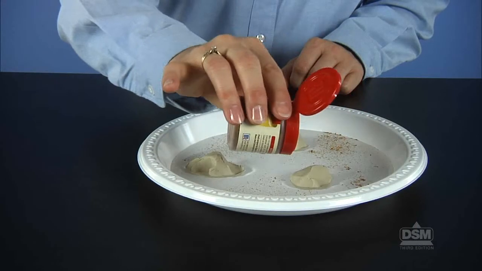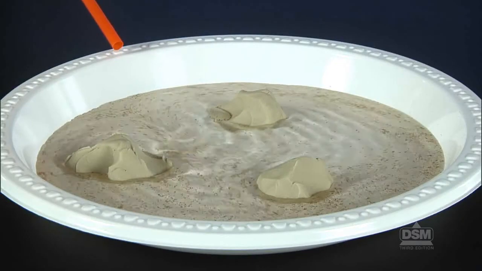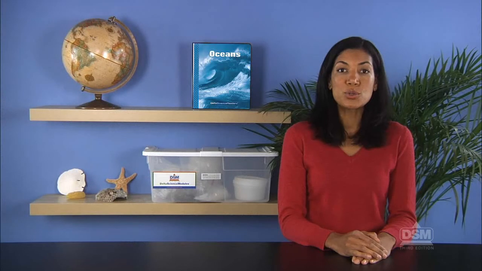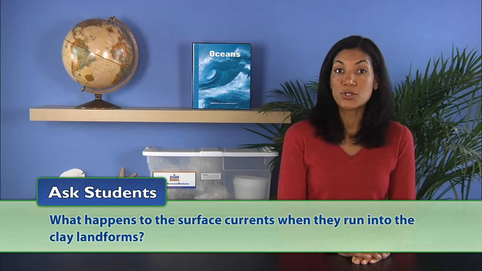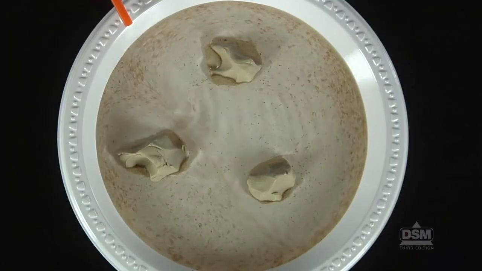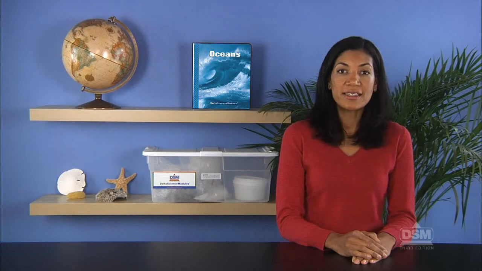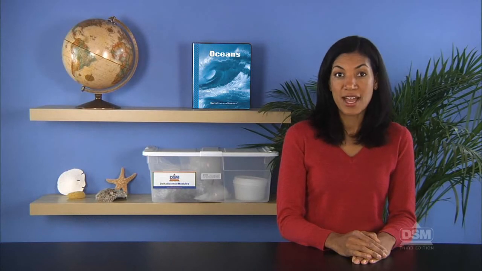Next, add cinnamon again to the water and have students blow across the water. Tell them to draw arrows on their activity sheets to show the direction of water flow around the clay landforms in their plate, and to mark with an X the position from which they are making the wind blow. Ask students what happens to the surface currents when they run into landforms. Students should note that the currents change direction, then flow around the landform. Finally, let students know that they will learn another factor that causes currents to change in Session 2.